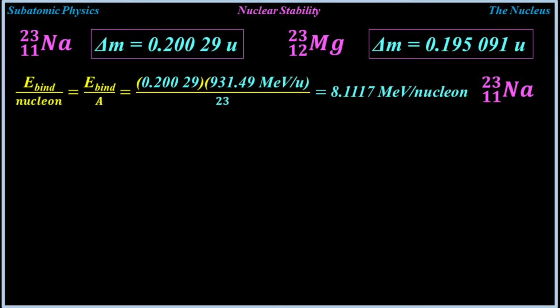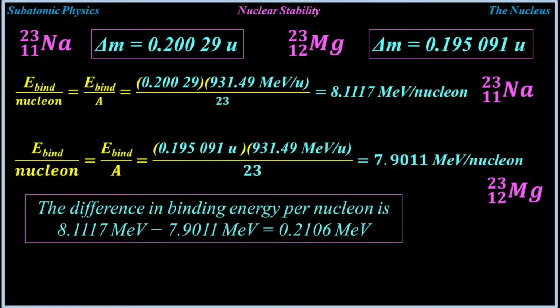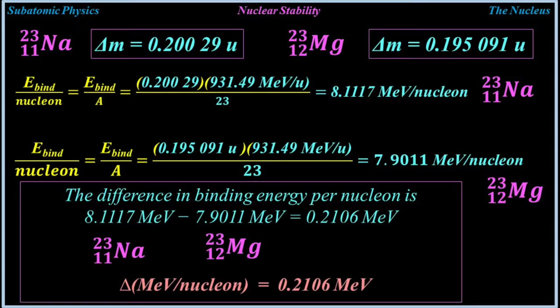This is the E bind per nucleon for sodium, the E bind per nucleon for magnesium. And then the difference is 0.2106 mega electron volts. So clearly, the difference in binding energy per nucleon between sodium and magnesium is 0.2106 mega electron volts. Now let's decide why that difference is so.